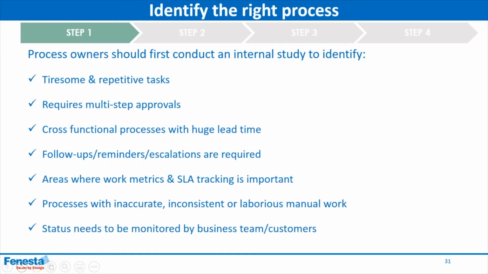The areas where you need work metrics or SLA tracking, the processes where you have inaccurate, inconsistent, or laborious manual work, as I already talked about, the manual activities that you have, inaccuracies might be there in that. And where you need to monitor the status, where your business team, your customers need to know where their application is, whatever they've submitted. Rather than calling people and getting the status of their application, they should be able to see it on their system and take that decision there and then.